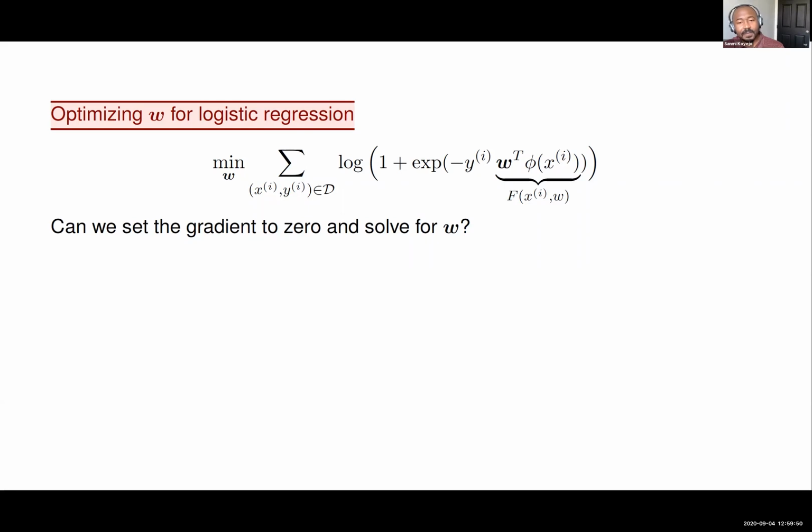Now the question is, can we still do this for logistic regression? Any guesses? Maybe a quick poll. Can we solve logistic regression the same way? So set the gradient to 0, solve for W. Okay, so almost everyone that has responded so far thinks no.